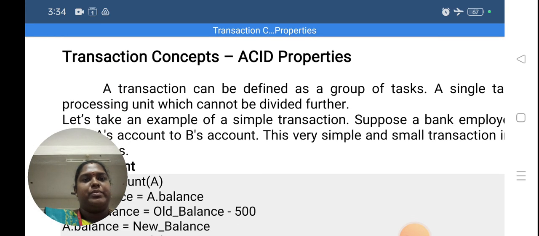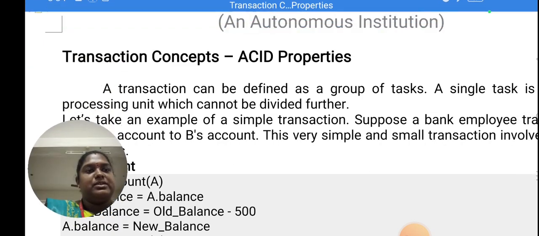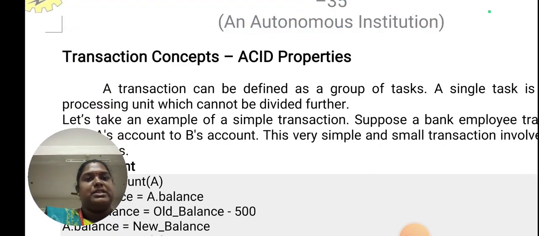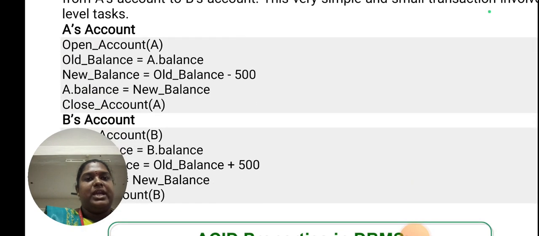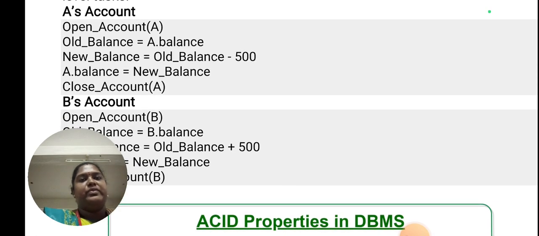Now the topic is the transaction concept with ACID properties. A transaction can be defined as a group of tasks. A single task is a processing unit which cannot be divided further. Here is an example of a simple transaction with employee A's account and B's account.